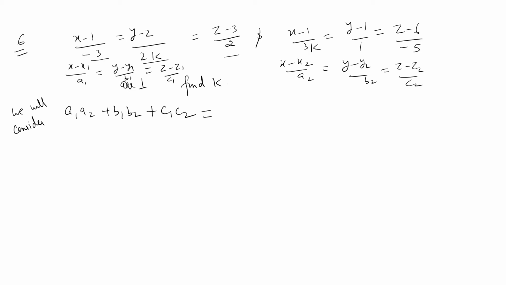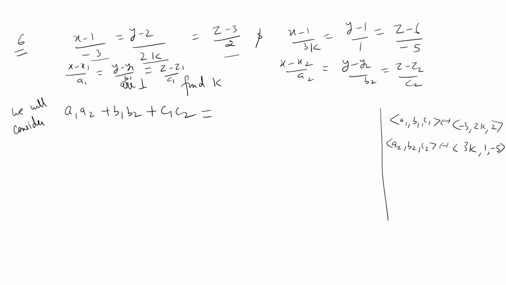Okay, so we get the direction ratios here. Your a1, b1, c1, I will write it here. So a1, b1, c1, right? They are your minus 3, 2k and 2. And a2, b2, c2, they are your 3k, 1 and minus 5.